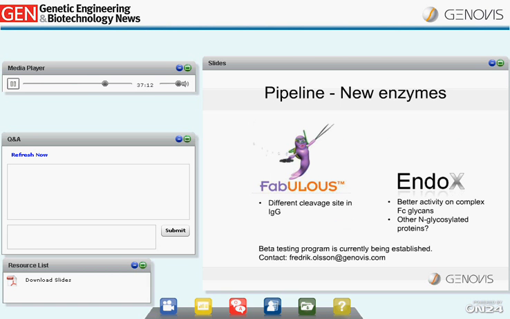The second new enzyme we plan to introduce this year has a working name of EndoX, and just like EndoS, it deglycosylates the N-linked glycans from antibody Fc fragments, but it appears to have activity also on more complex N-linked glycans commonly observed on recombinant IgGs, especially high mannose and bisected glycans.